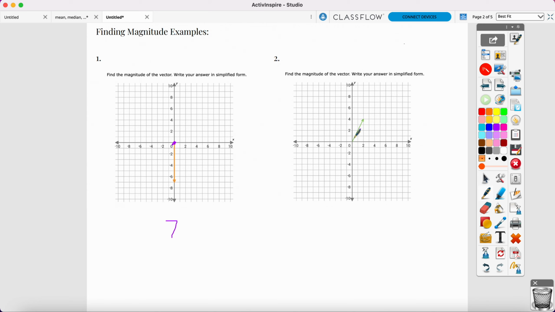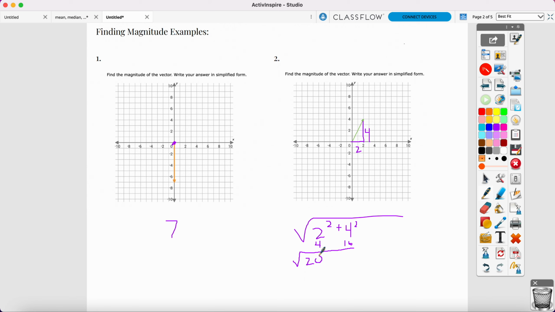And number 2, since it's diagonal, we have to use our distance formula, but we do have the graph. So we can just know that our horizontal distance here is 2. Our vertical distance is 4. And then our distance formula is the square root of 2 squared plus 4 squared. Now, if we do that math inside our square root, 2 squared is 4, and 4 squared is 16. So 4 plus 16 becomes the square root of 20.